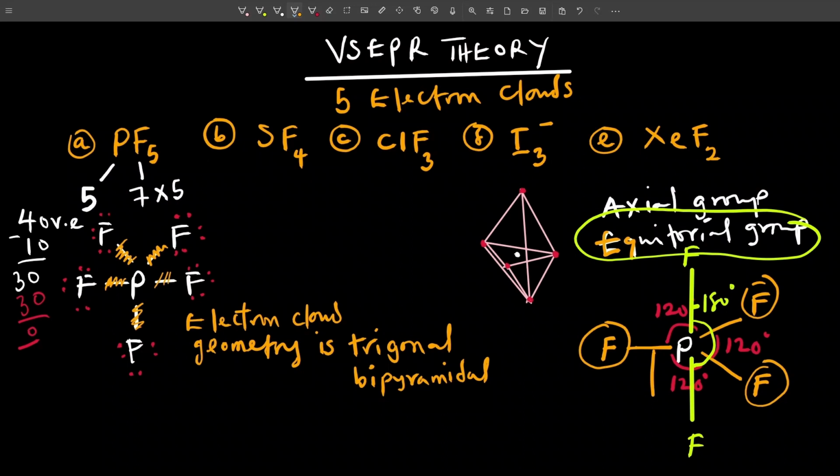So the point angle here is 90 degrees. So between an equatorial group and an axial group, the point angle is 90. The point angle here as well is also 90 because this is equatorial and this is axial. The point angle here is also 90, but this is equatorial. Sorry, this is equatorial and this is axial. Let's take the next example, SF4.